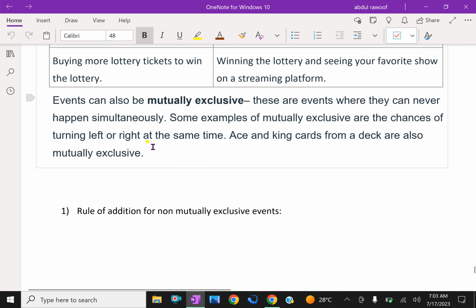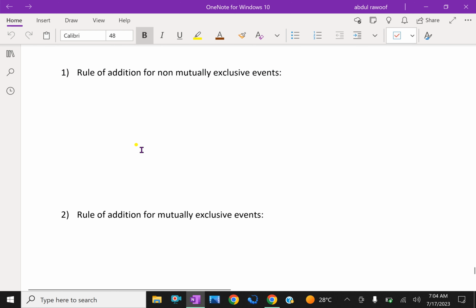Events can also be mutually exclusive. These are events that can never happen simultaneously. Some examples of mutually exclusive events are the chances of turning left or right at the same time. Ace and king cards from a deck are also mutually exclusive. Now, let us discuss further the rule of addition for non-mutually exclusive events.